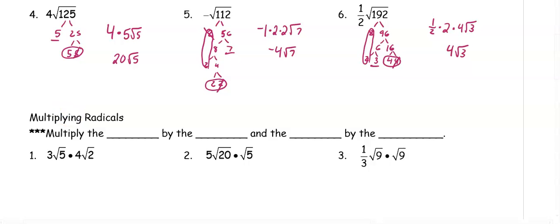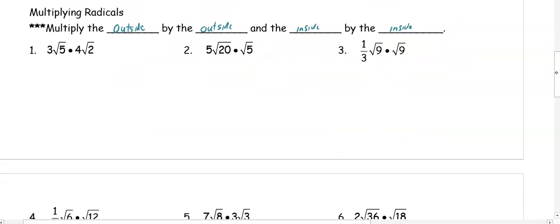Now, when we are multiplying radicals, remember that you want to multiply the outside by the outside and the inside by the inside. And then we're going to simplify if possible. So in number 1, when we multiply, we're going to have 3 times 4 and 5 times 2. So we have 3 times 4 root 5 times 2, which gets us 12 root 10. 10 can't be broken down any further, so that is as simplified as it gets.